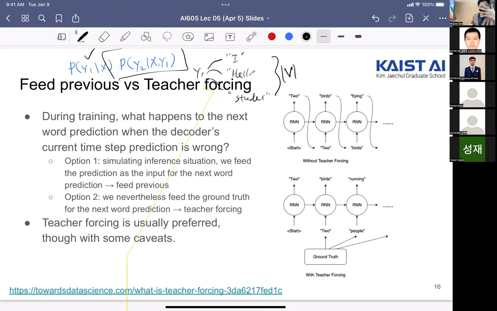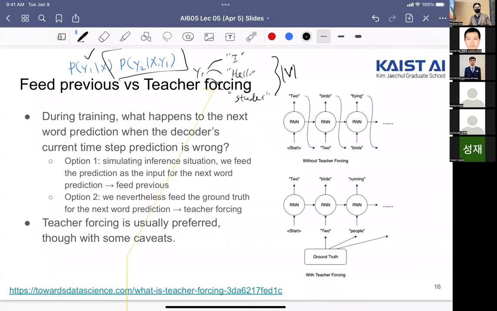So what can we do? There are two ways. One is that because we know the answer for Y1, we can just insert the answer Y1 and then try to predict the next Y2. Another way is that we can compute the argmax of P of Y1 given X. Basically it's a prediction that the model has made, and then we use that for the second probability distribution. If you're using your model's output, it's feed previous, because you're feeding the previous output during training time. And teacher forcing is where you're always using the answer instead. So there are two ways. Mathematically this is a bit complicated, but when you're implementing it, it's quite straightforward.